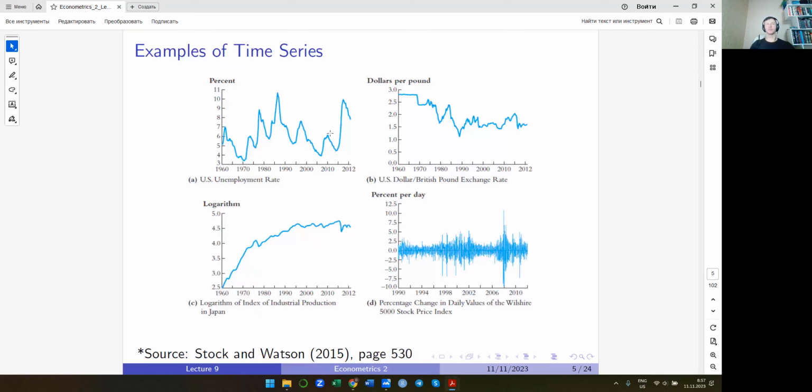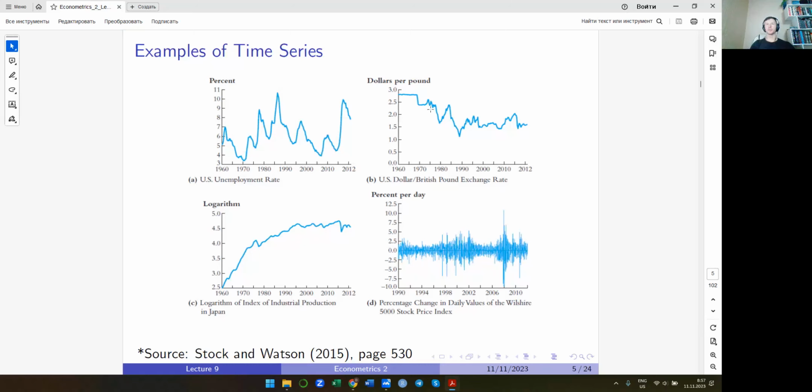Some of them are peculiar in shape. So we see that there are long periods of upward increases and then downward development. And over this development, it also behaves somehow randomly.